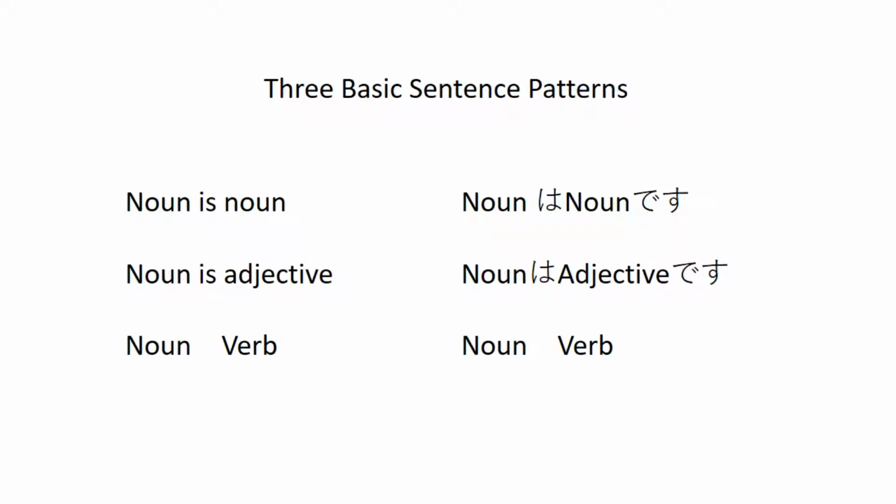In Japanese, there are three basic sentence patterns. Noun is noun, or noun wa noun desu, where wa is the particle used to indicate a topic. The second pattern is noun is adjective, or noun wa adjective desu, and the third pattern is noun verb. All Japanese sentences follow one of these three patterns.